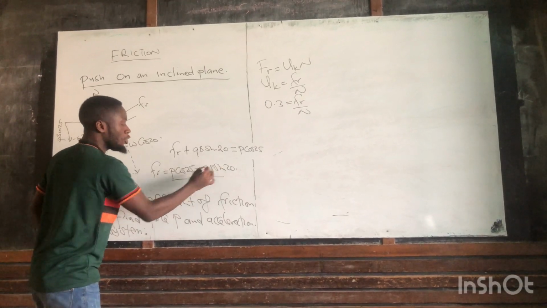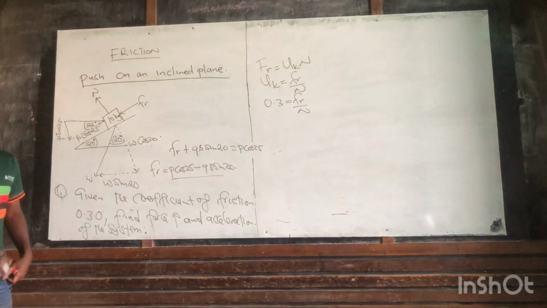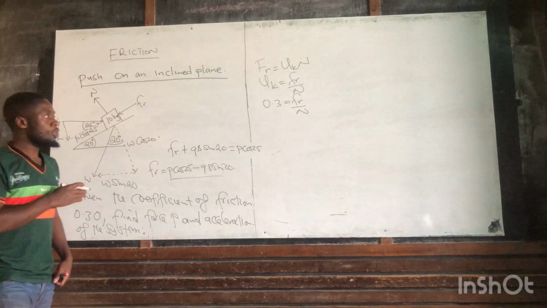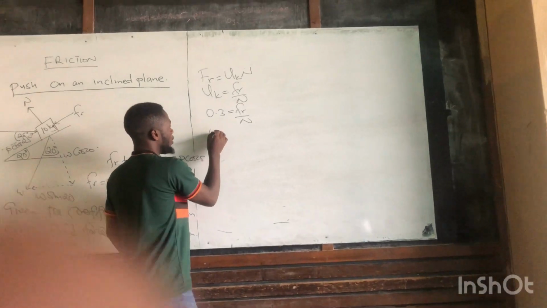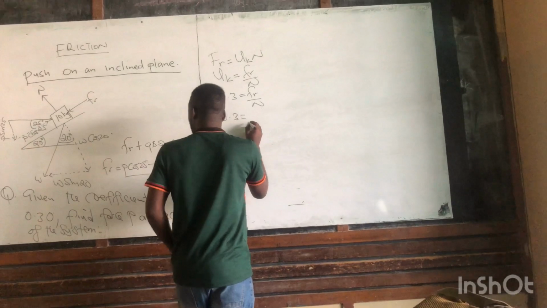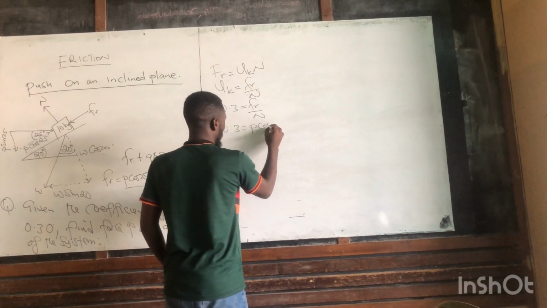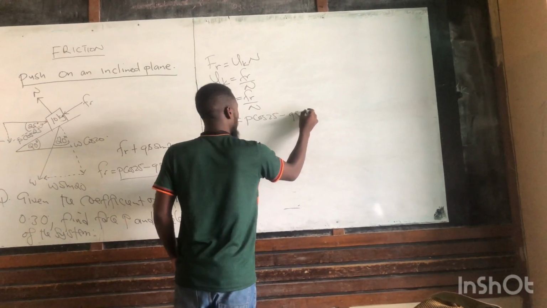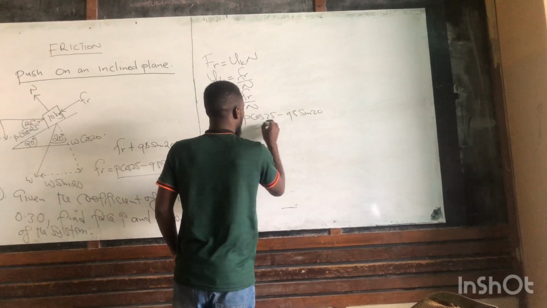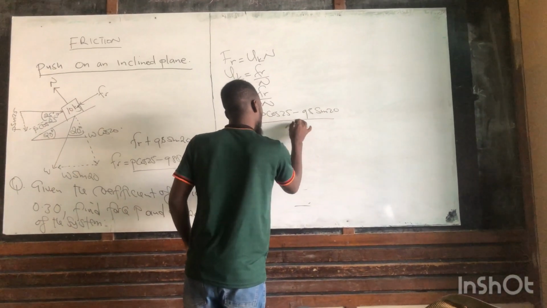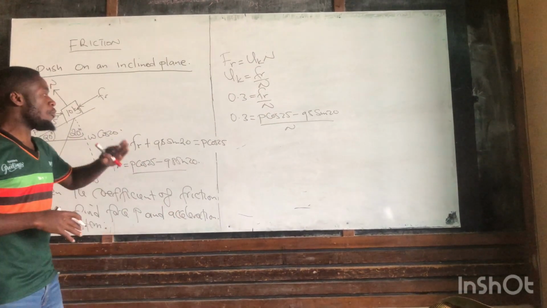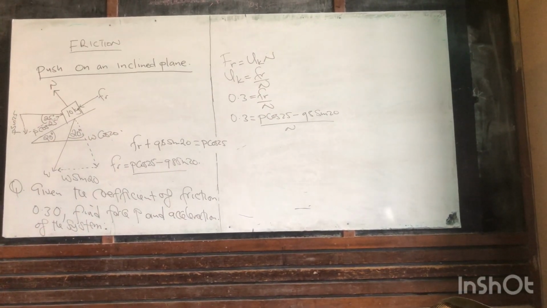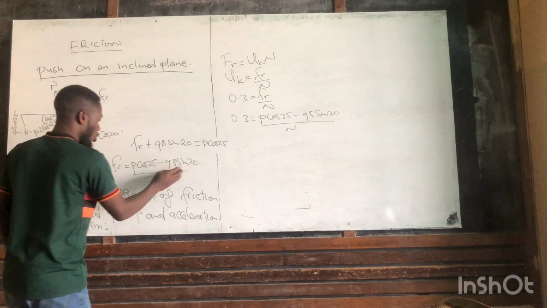Where we have the frictional force, we put this. So 0.3 is equal to P cos 25 minus 98 sine 20, over the normal force. The next thing we need to do is find an equation for the normal force. Let's find the equation for the normal force here.